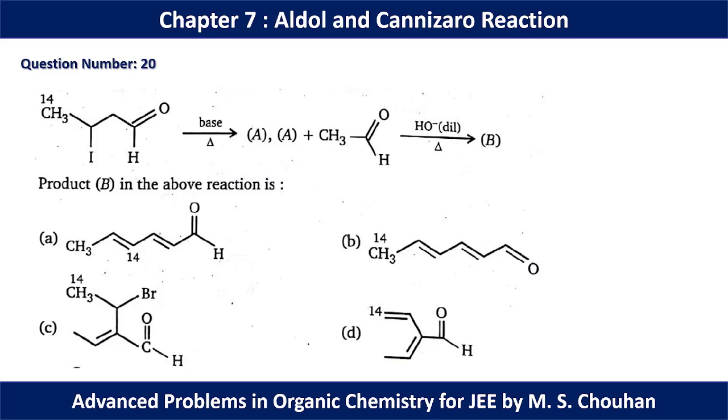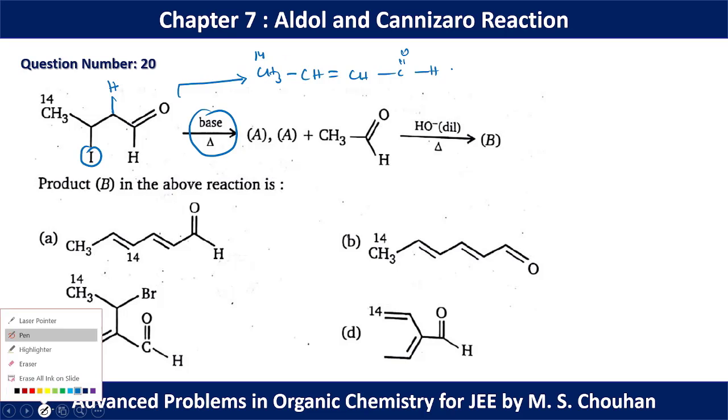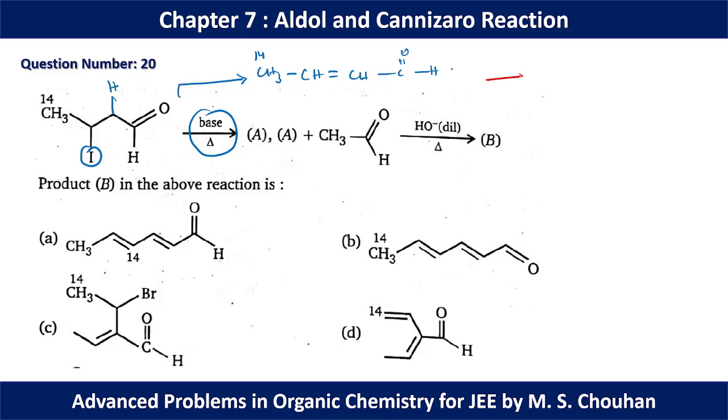For question number 20, we have added base. We have acidic hydrogen in alpha position and leaving group at the beta position. So this is a HI elimination. So after this elimination, we will get this kind of situation: CH CH CHO. Okay, and this is our C14. Now if we add another base OH minus, this acidic hydrogen will be eliminated. We will get this kind of situation: CH double bond CH CHO C14, and it will react with CH3CHO.